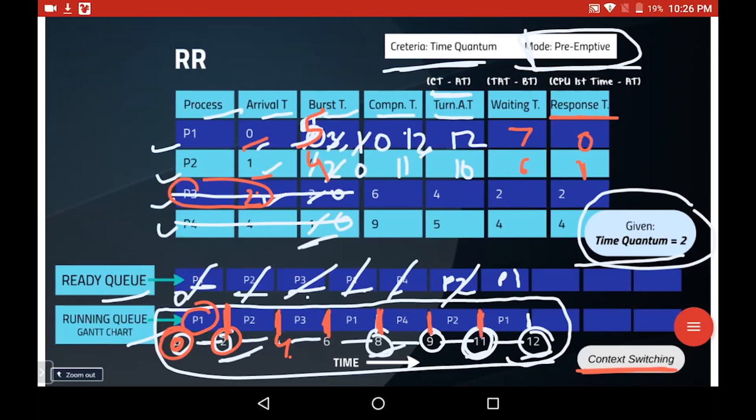So a question can be asked like: how many context switches are in this question? You will write 1, 2, 3, 4, 5, 6. So your answer will be 6. You won't consider the starting and the ending because at these points no switching is taking place.